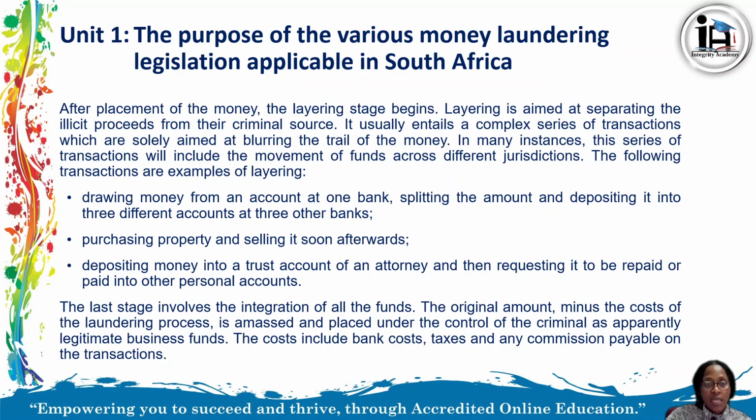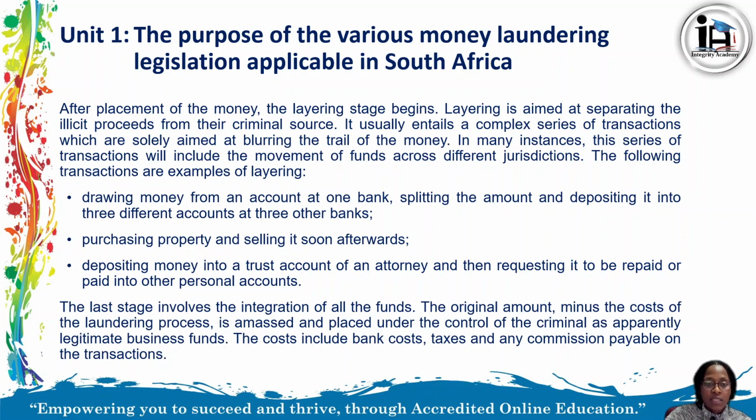The following transactions are examples of layering: drawing money from an account at one bank, splitting the amount and depositing it into three different accounts at three other banks; purchasing property and selling it soon afterwards; depositing money into a trust account of an attorney and then requesting it to be repaid or paid into other personal accounts. Remember, the aim here is to separate the illicit proceeds from their criminal source.